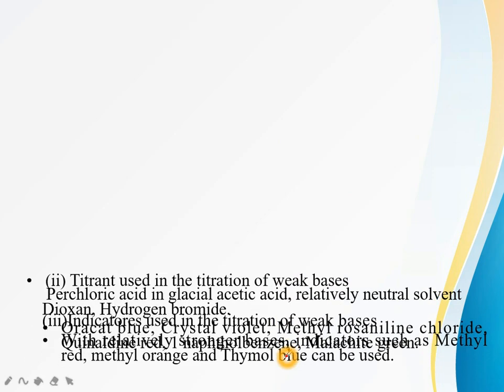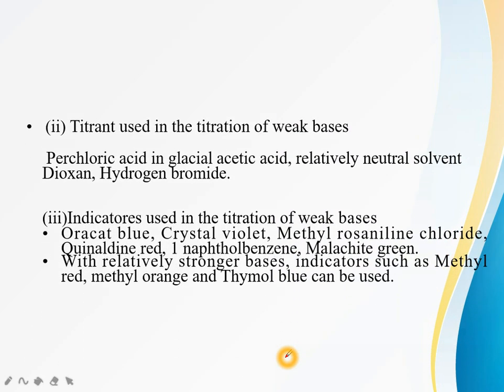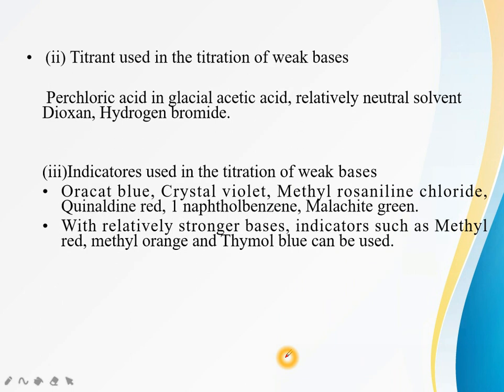Next we can discuss what is a titrant that is used in the titration of the weak bases, that is, in the acidimetry of non-aqueous solvents. Examples of the titrants are perchloric acid in glacial acetic acid, which we already discussed in the introduction part, and next is the relatively neutral solvent dioxane and hydrogen bromide. So the solvent is ready, your sample will be the weak base and the titrant is perchloric acid, dioxane or hydrogen bromide, and during the time of titration we have to know the end point.